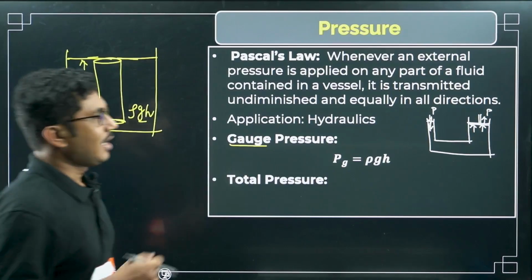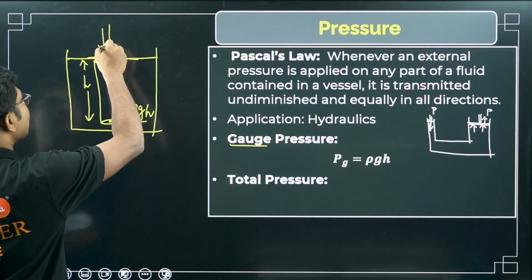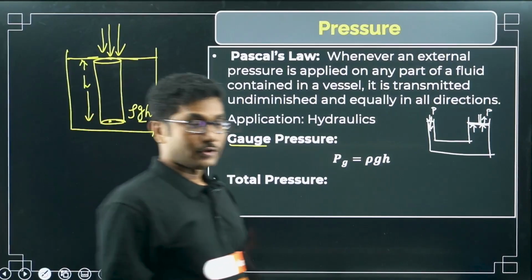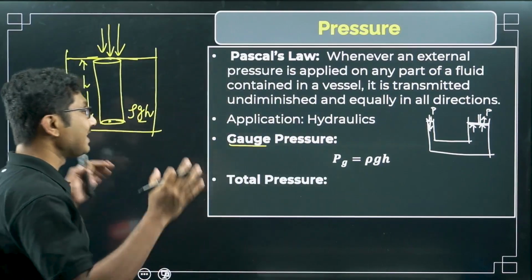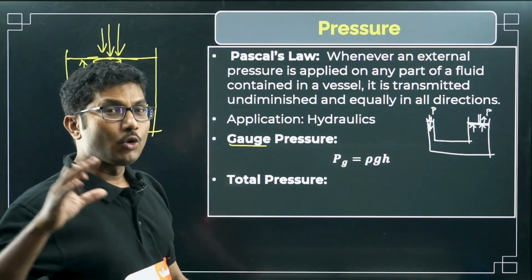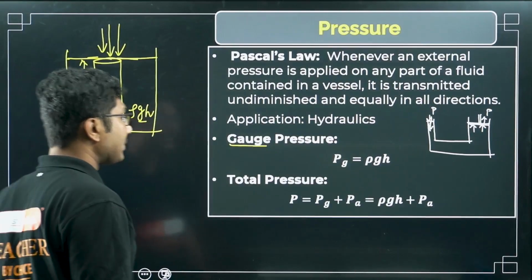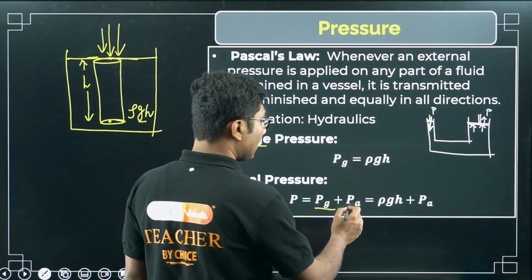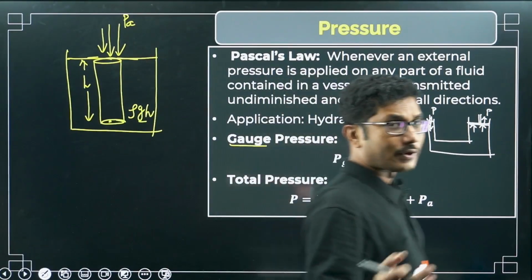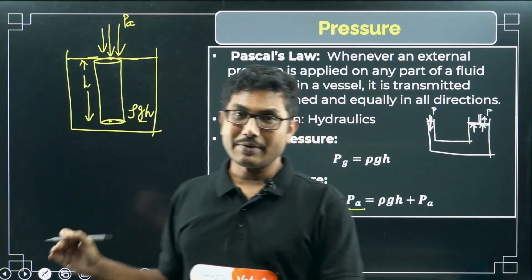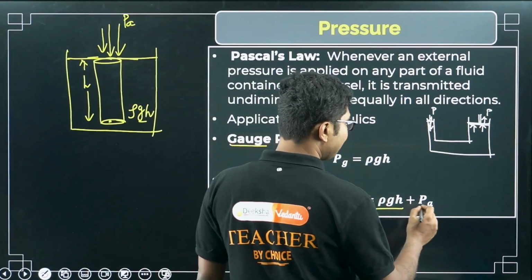Now we are looking into total pressure. Total pressure means if there is any other external pressure acting on this system, we also have to account for that, especially if the container is open. If the container is closed, gauge pressure is sufficient, as atmospheric pressure is restricted in that case. But if it is open, then you have to apply the concept of total pressure, which is nothing but gauge pressure plus atmospheric pressure. Atmospheric pressure is already there, 1 atmosphere or whatever value it is, and you have to add that. Basically it is rho g h plus Pa.